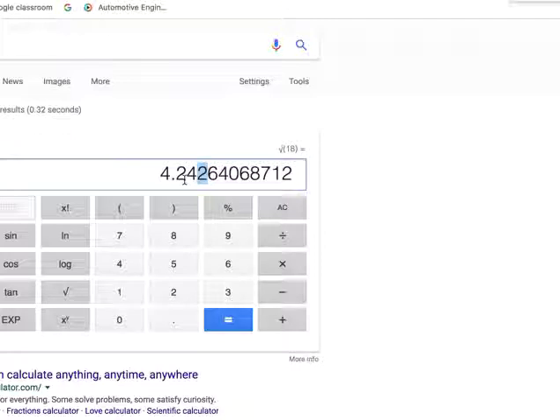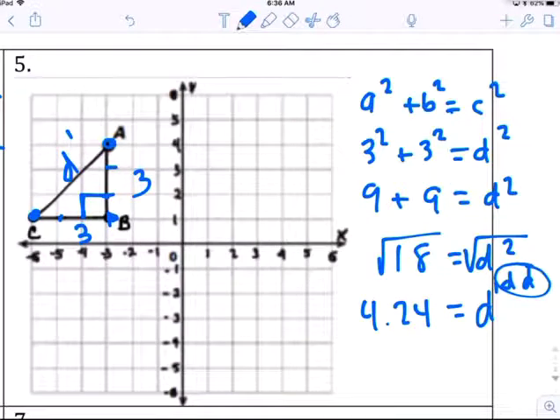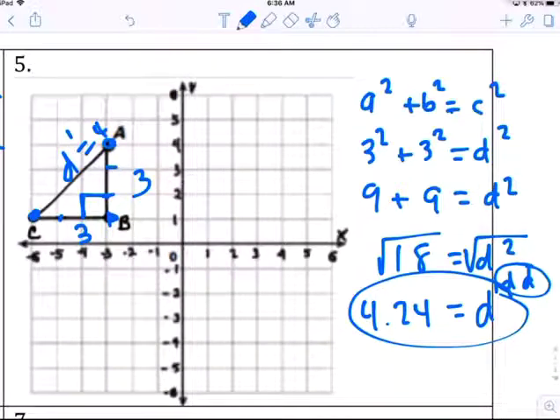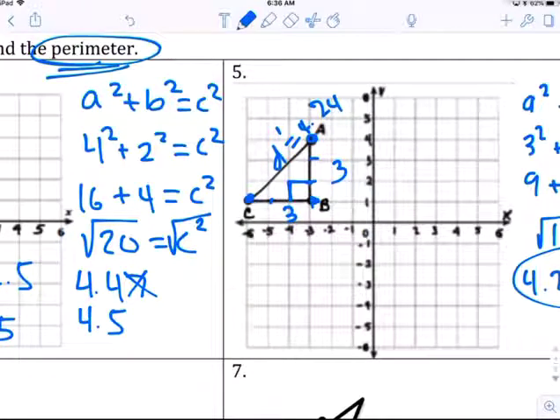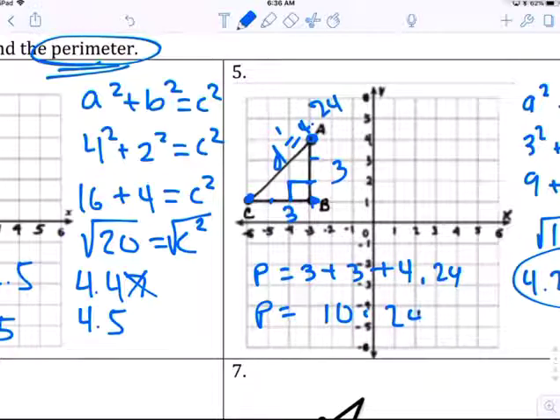And this is 2D, so you got one pair, so D to the first. This is D squared, so it's D to the first. That's our answer right there. D to the first is 4.24. And it asks also for the perimeter. We got the missing side. Now we can add them all up. P equals 3 plus 3 plus 4.24. You add all of that up, you get 10.24.